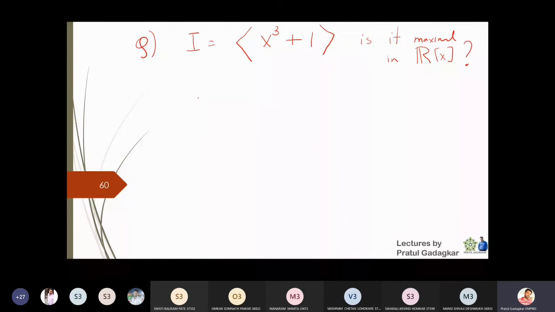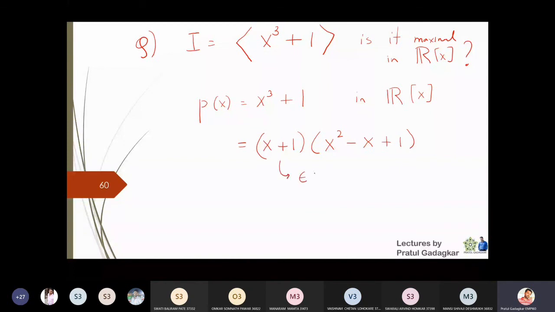If I want to check whether it's maximal, I will look at the polynomial p(x), which is x cube plus 1, in R[x]. Can I reduce this polynomial? Is this polynomial reducible, or I cannot reduce this polynomial? Ultimately you will find that this x cube plus 1 can be factorized as x square minus x plus 1 into x plus 1, right? So this polynomial could be factorized, and both the factors are in R[x]. There is no complex factor over here, right? Even two factors are enough, we don't need more factors. If you get even two factors, it is simply reducible. So this means that p(x) is reducible in R[x].